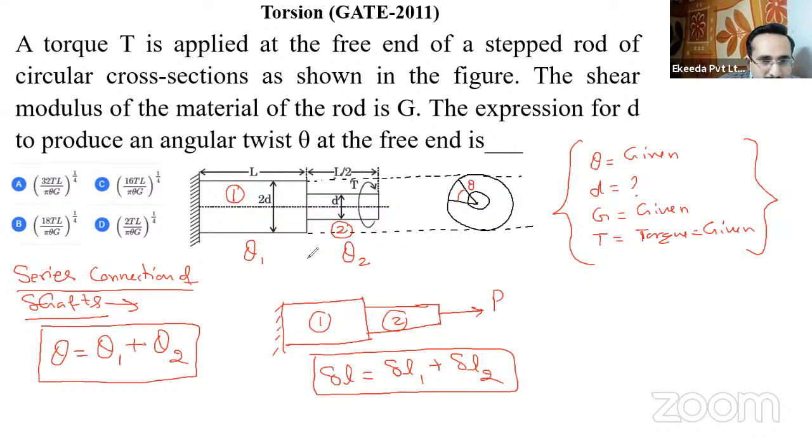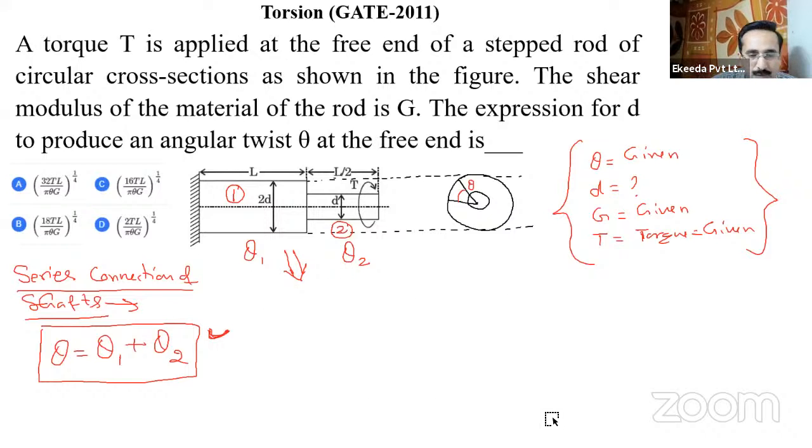So this is the total deflection in the shaft. We can compare this with uniaxial loading, when a load is applied axially, right? So similar to this, the angle of twist will be theta 1 plus theta 2 in this case also. We have to find out the total angle of twist, right? That will be added up.